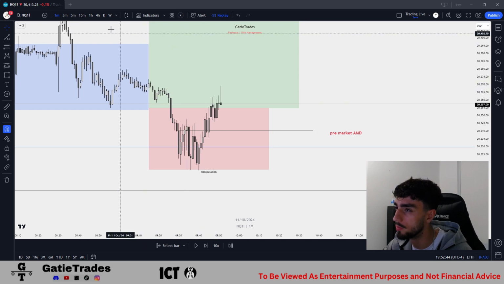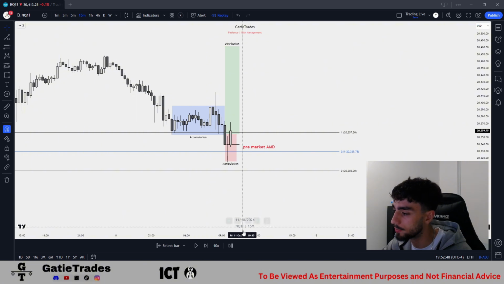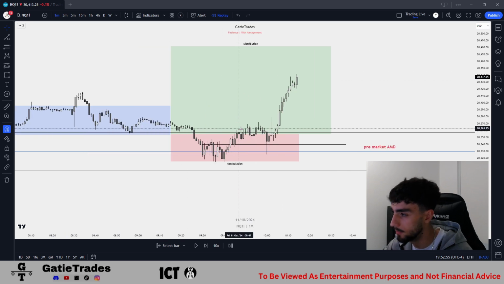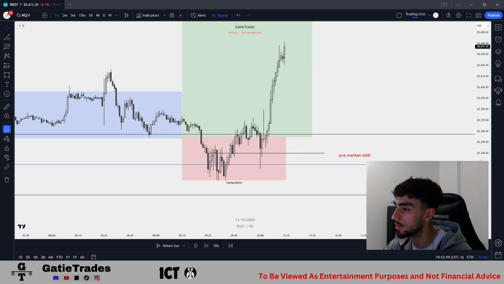And you're waiting for the distribution back into the range. So what does it look like on the 15-minute time frame? You can simply wait. And this was a 10 a.m. news candle. You can see how much that expanded from this wick. But you're waiting to see if it can go back into the original consolidation.